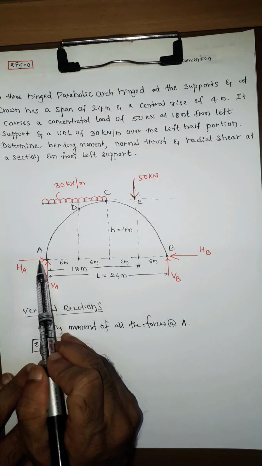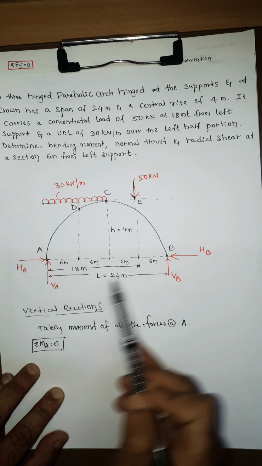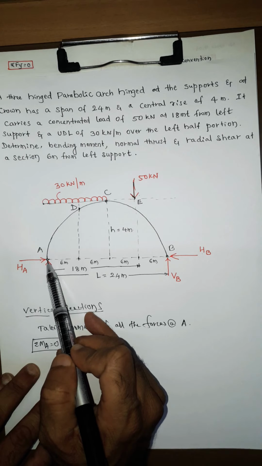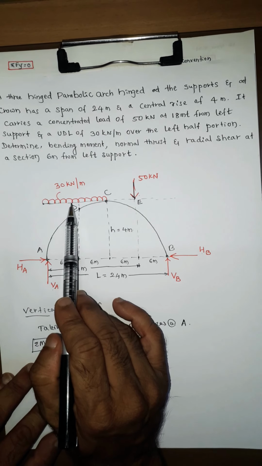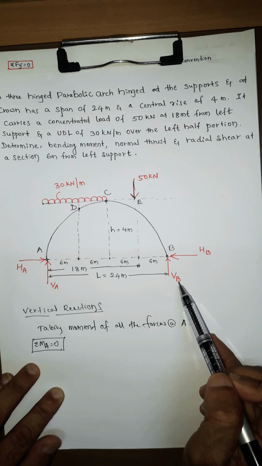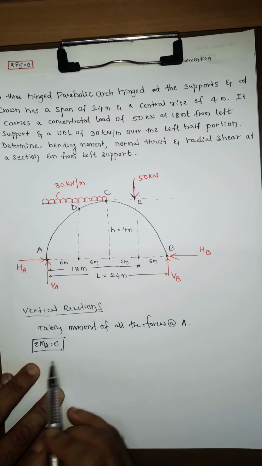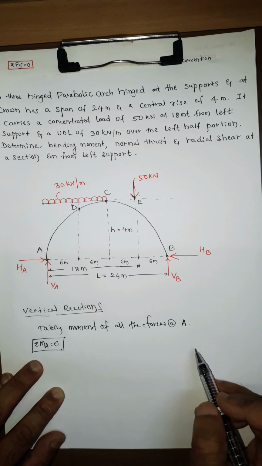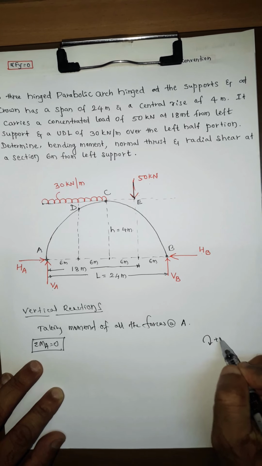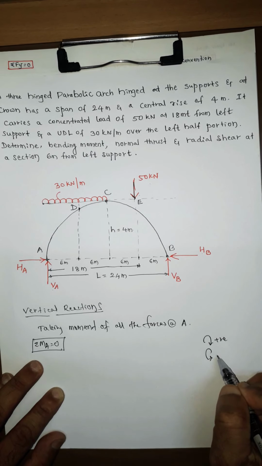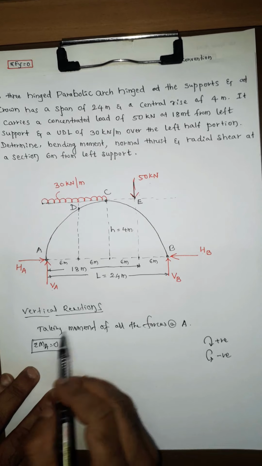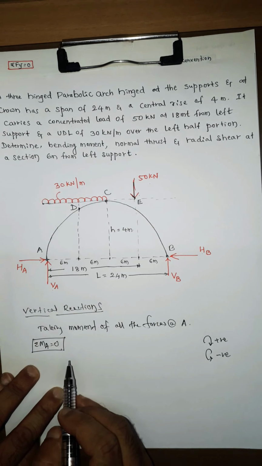So the moment of HA is 0, moment of VA is 0 and moment of HB is 0 because all these will pass through point A. Now let us take moment of this UDL, moment of 50 kilonewton and moment of this vertical force VB. Summation MA is equal to 0, and again the sign convention will remain the same, that is clockwise moment will be positive and anti-clockwise moment will be negative.